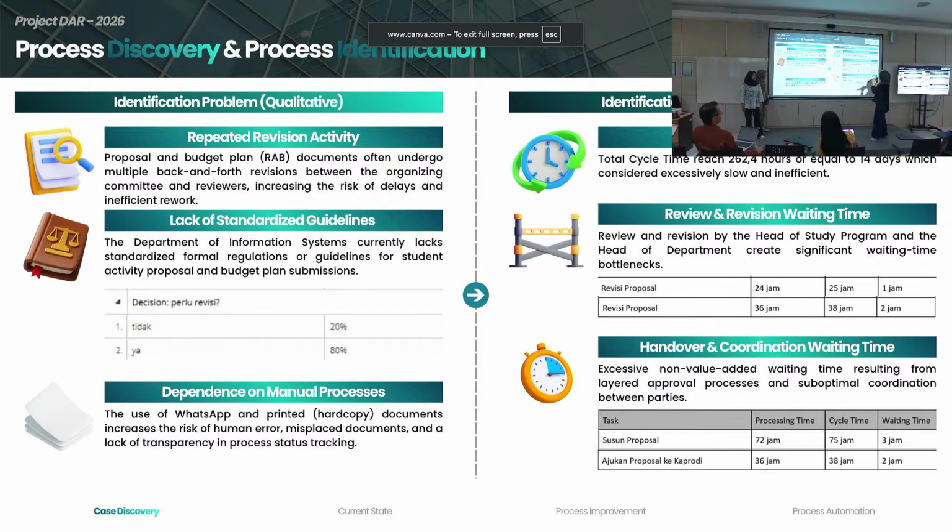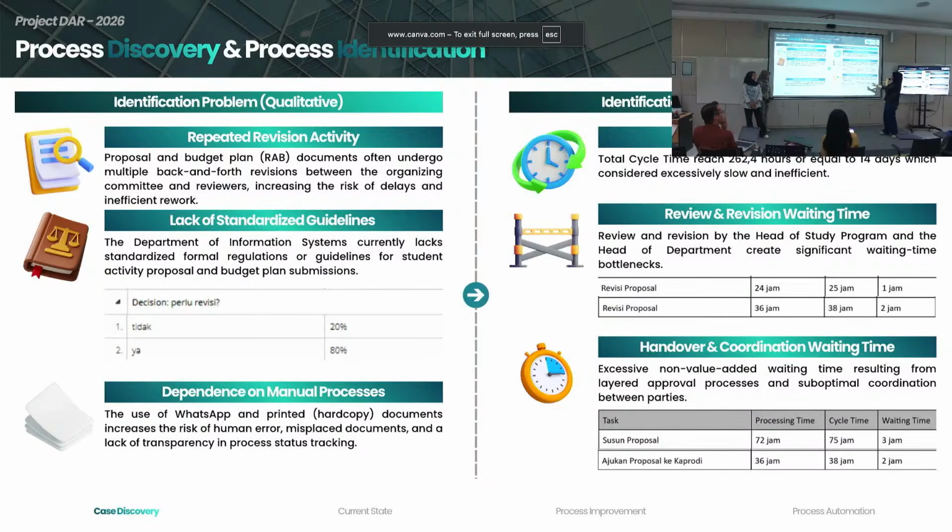And then moving on to the quantitative, we have an extreme total cycle time. The total cycle time itself reached 262.4 hours, or 14 days. And then the second one is the review and revision waiting time. Review and revision by the head of study program has a waiting time. This is one of the many examples we have. The proposal revision waiting time is about 1 to 2 hours, and this is only two of several.